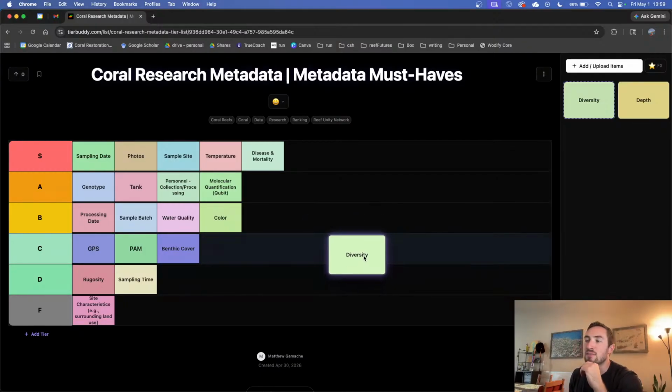Species diversity. This can be corals out on the reef. This can be overall species diversity. This could be microbial diversity. This could be anything. B for color or less. Okay, cool. We're chilling then. I feel like diversity should be low.